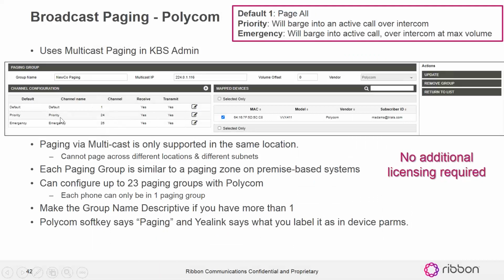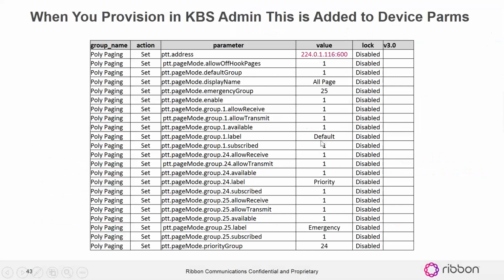And you see default, priority, and emergency. Those are also labels, and you'll see in just a moment when I show you it on the phone. I have a phone that is not registered, but has a config file as well, so you can see that.